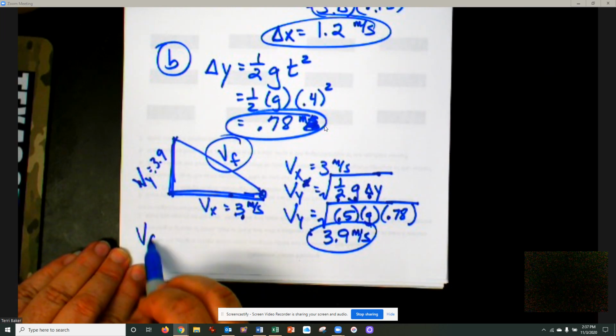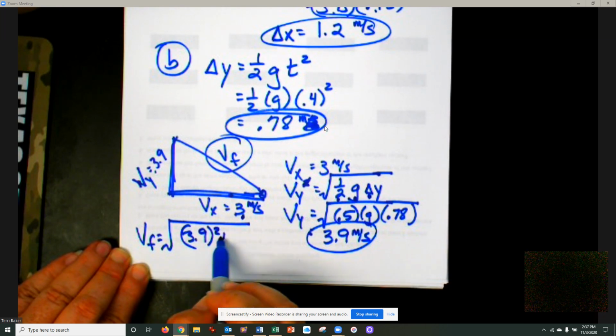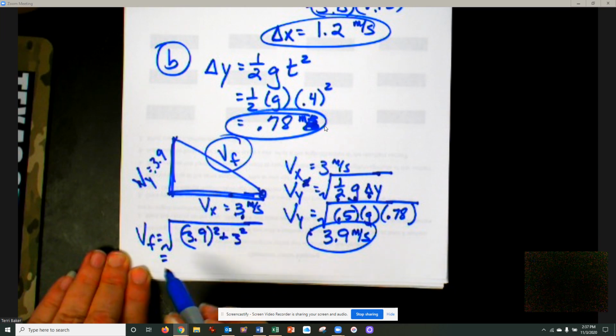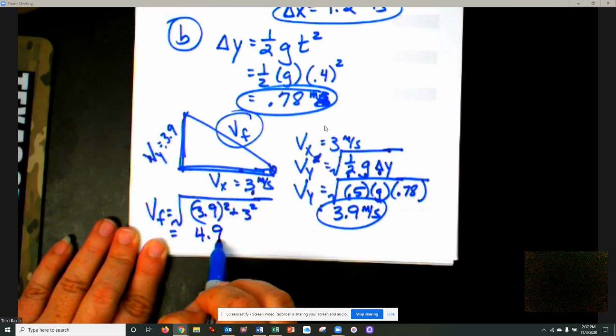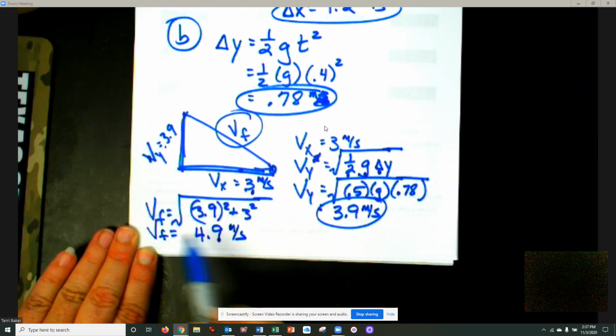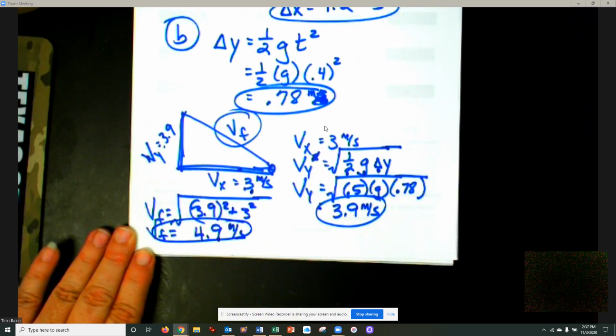So 3.9 squared plus 3 squared, take the whole square root of it, and if you put it in correctly, you should get 4.9 meters per second. So the ball hit the ground going 4.9.